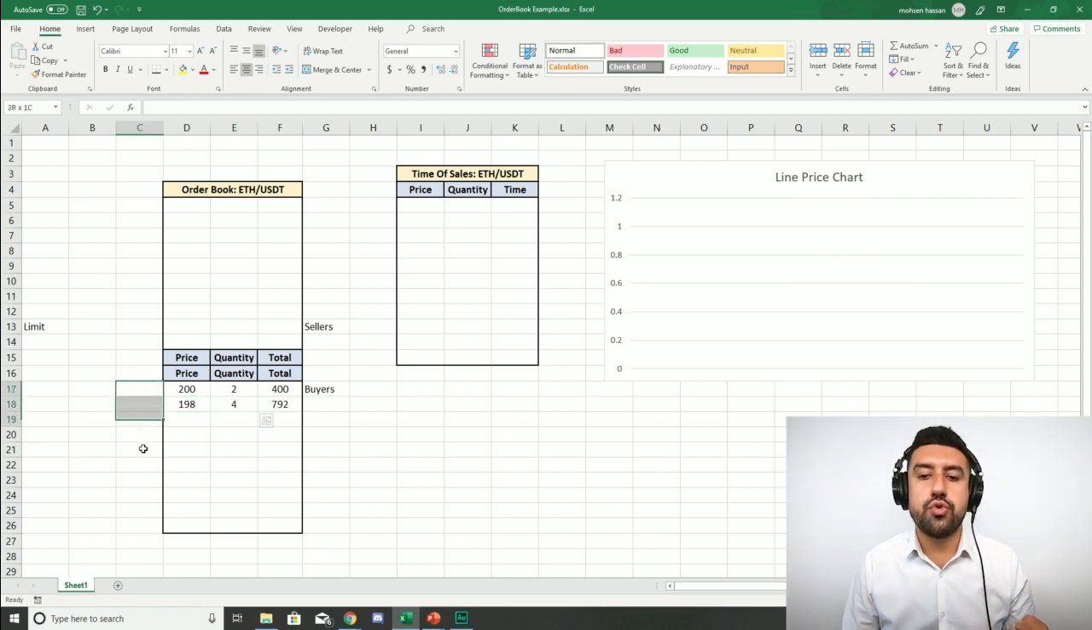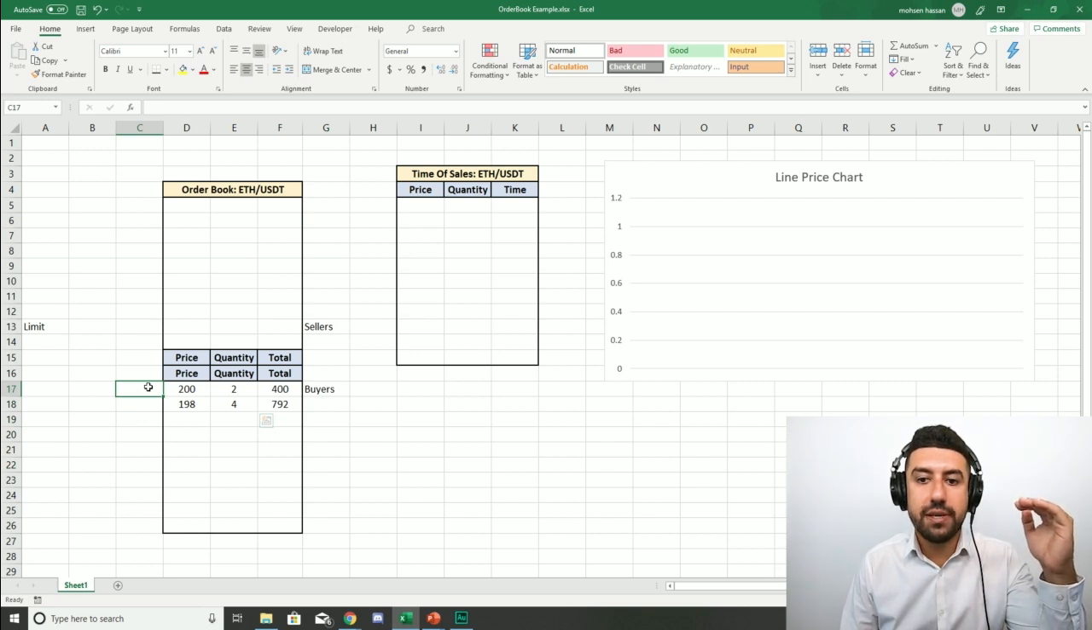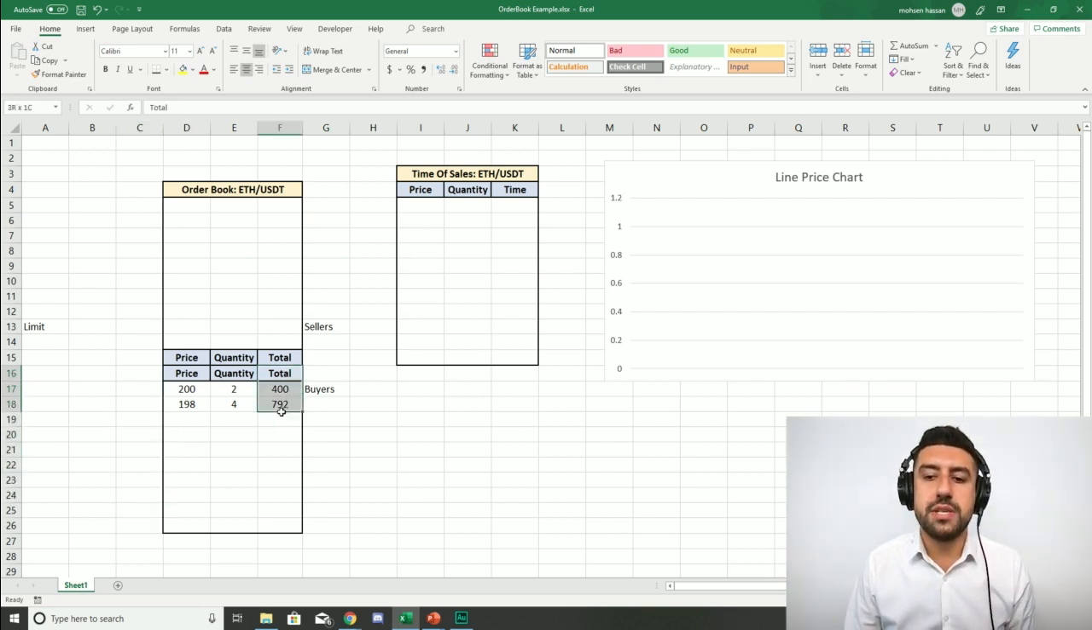So it's going to be ordered in a set, from highest price to lowest price. Okay. And usually you're going to have a total quantity here. Right now I'm looking at Ethereum USDT, so it's like US dollar. If somebody wants to buy 2 Ethereums for $200 each, that'll cost him a total of 400. So it's just this times this, and it tells you the total.